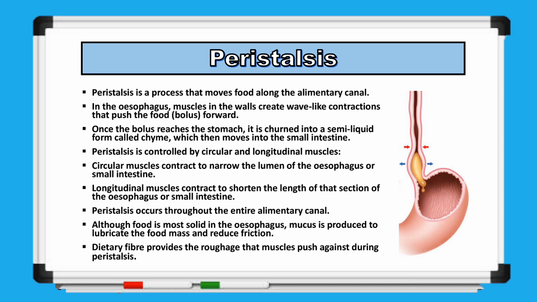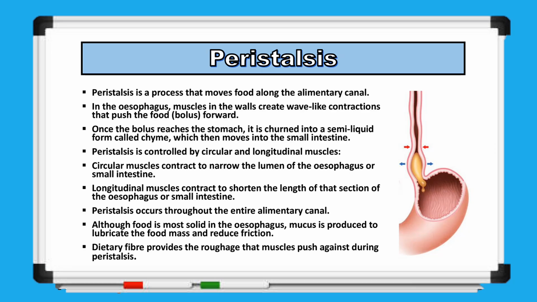In the esophagus, the muscles in the walls contract in wave-like patterns, pushing the food bolus forward. Once the bolus reaches the stomach, it's churned and mixed into a semi-liquid called chyme, which is then passed into the small intestine. This movement is made possible by two sets of muscles working together. The circular muscles contract to narrow the lumen, while the longitudinal muscles contract to shorten that section of the canal. Together, their alternating contractions produce the wave-like action that drives food along.